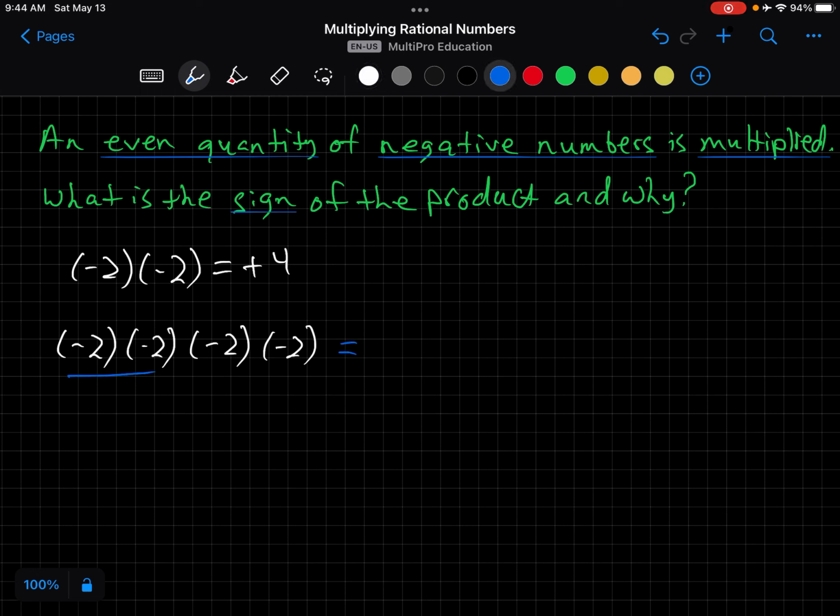Alright, now we're going to break this down. We want to make this simple. We're only going to do 2 numbers at a time, and then we're going to multiply those times the next 2 numbers, and then we're going to multiply that against the final number, right? So let's see how this goes. So same 2 signs right here. So we know that this is a positive 4.